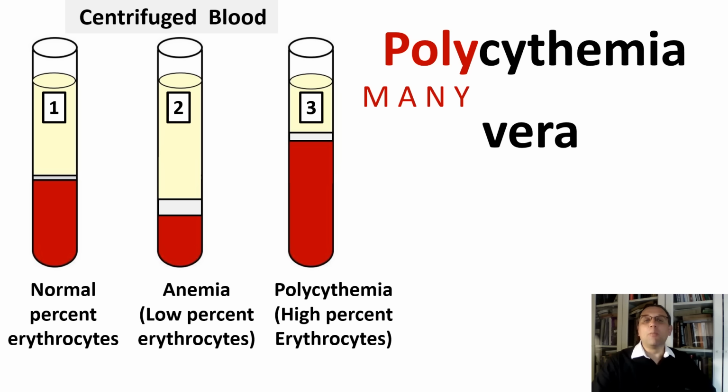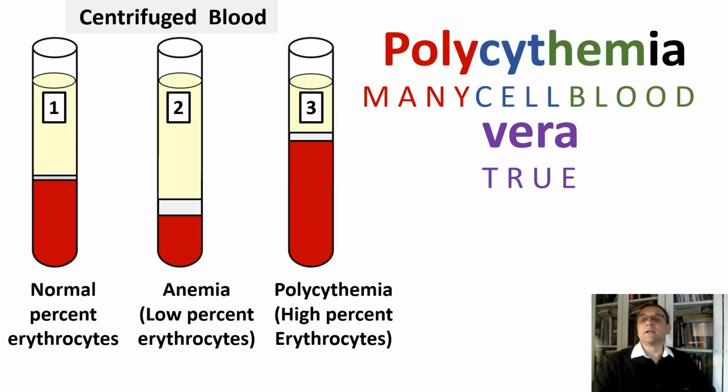Polycythemia vera. Poly means many, cyte means cell, hem means blood, vera means true. Polycythemia vera. With this we finish with erythrocytes, or red blood cells. And now let's begin to talk about leukocytes, also known as white blood cells.